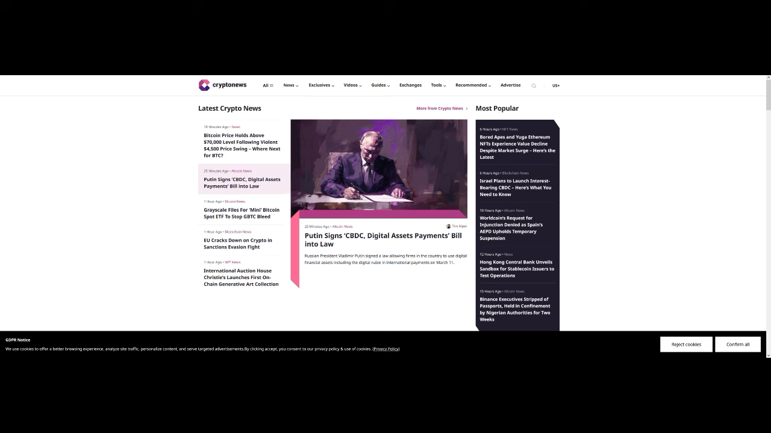CBDCs are coming. As you can see here, Putin just signed it into law. I don't expect it will be too much longer for the U.S. to follow suit. Other countries, from what I understand, are at the very least looking at it and considering bringing them online as well. It may take a little while for them to become mainstream, but they're coming. And one coin we know will most likely be involved with this is XRP.